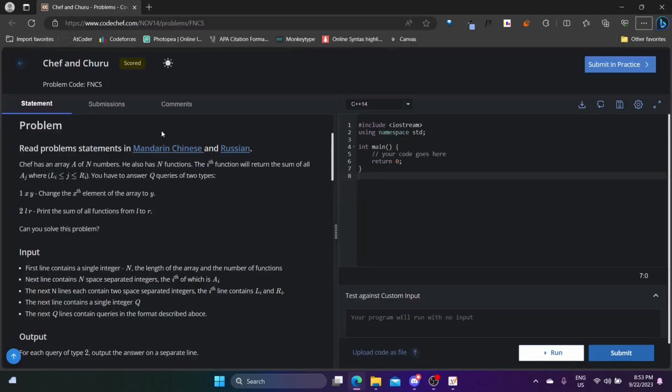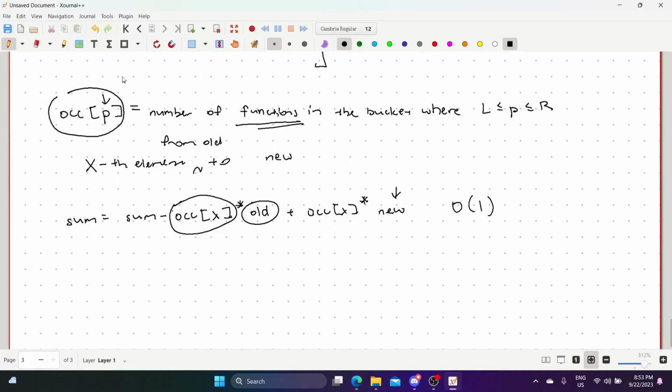Yeah, then this occurrence array has n elements, and then you need to store this array for each bucket.